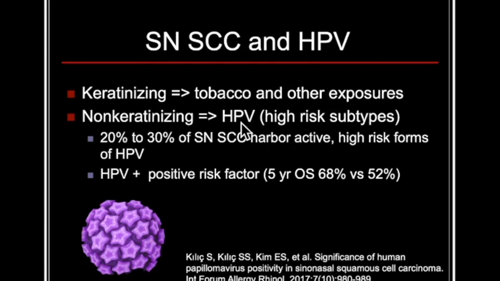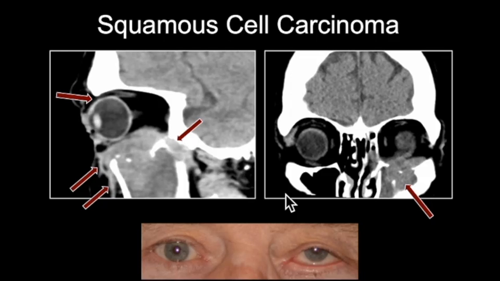Like in other places, HPV, although it does have a greater tendency to cause these tumor types, also has some positive effect on outcome. The HPV positive tumors did have a 5-year overall survival of 68% versus 52% for HPV negative tumors. So some positive survival advantage accruing to those with HPV positive tumors.